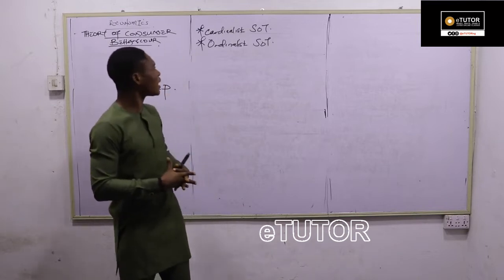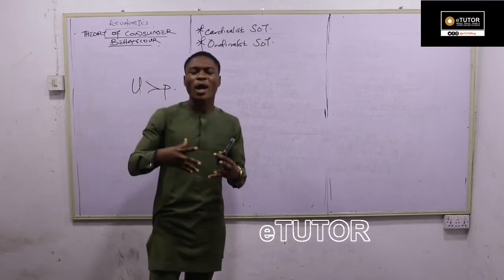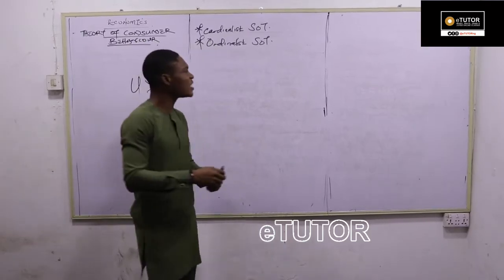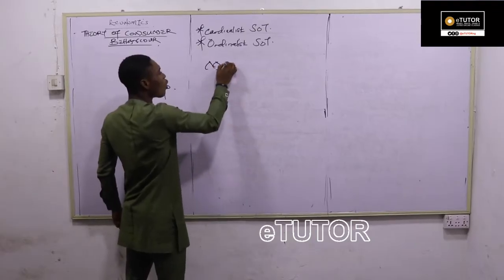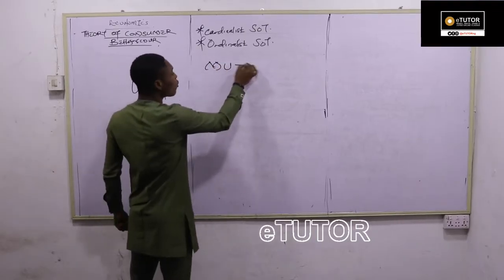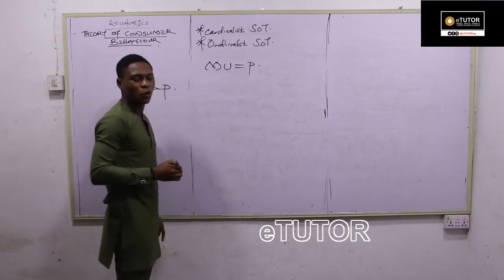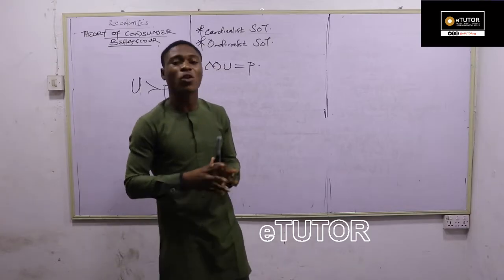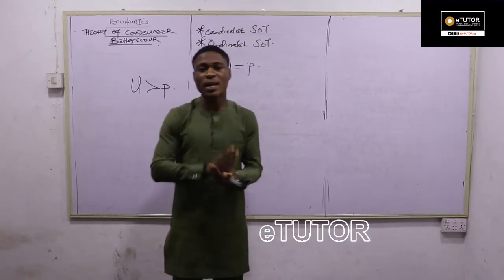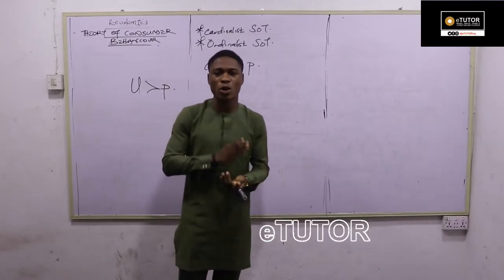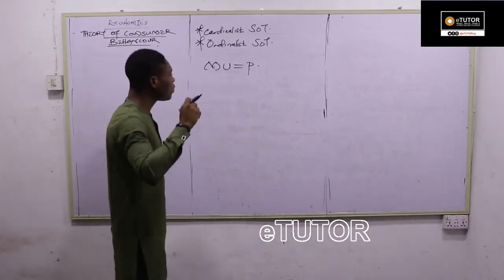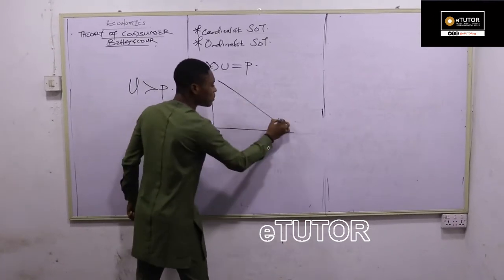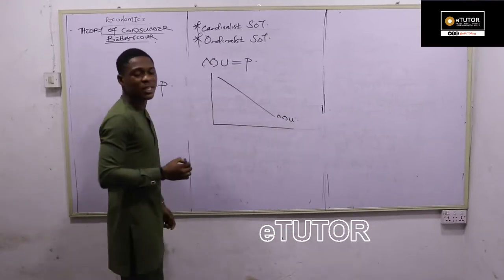The cardinal school of thought also believes that for a consumer to gain maximum satisfaction, or to be at equilibrium, marginal utility, which we call MU, must be equal to the price of the product. What is marginal utility? Marginal utility is one of the concepts of utility we have. We have three concepts of utility: the total utility, the average utility, and the marginal utility. The curve of marginal utility is always downward sloping, just like the demand curve.